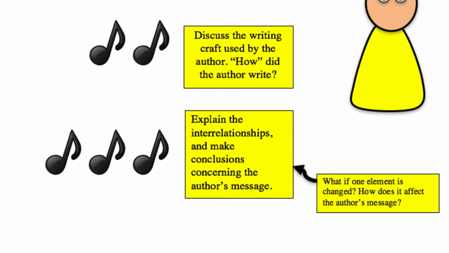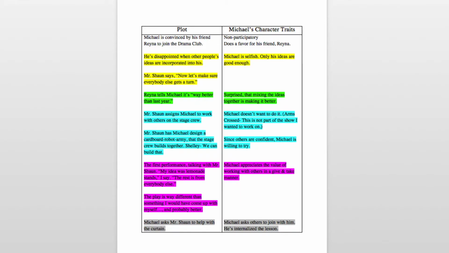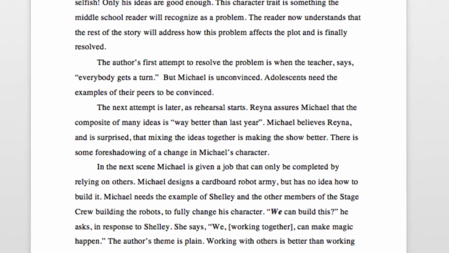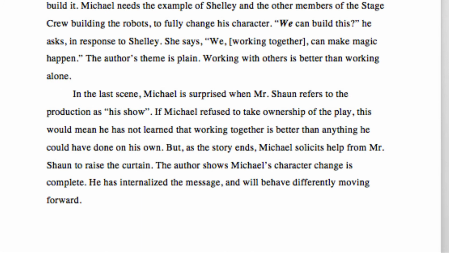The last intellectual beat is the why, the most important part of the essay. The writer has saved this for the end. Why does Michael's character change? What's the author's message? Take this information from the table you made in your journal, aligning the plot element and the change in Michael's character. Here, the student writer explains the associations, interrelationships, and makes conclusions concerning the author's message. This is also the beat that includes the "what if an element were changed?" This would demonstrate a nuanced understanding of the interrelationship between the two elements.